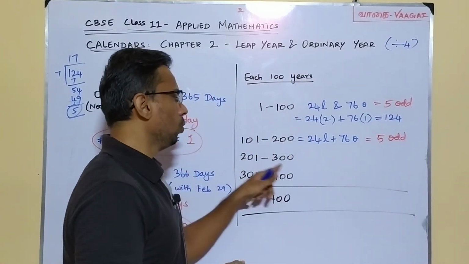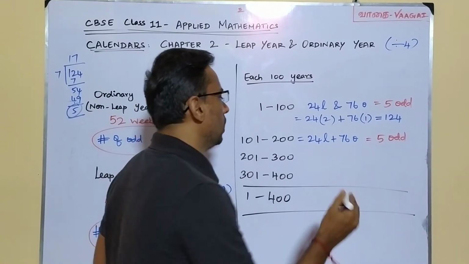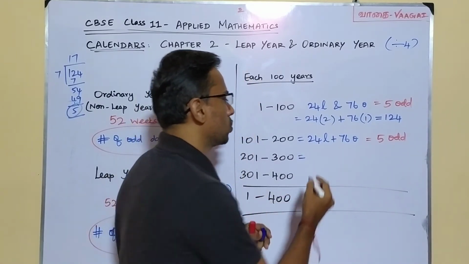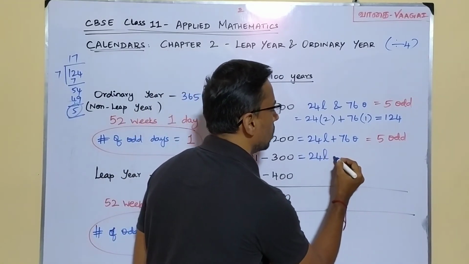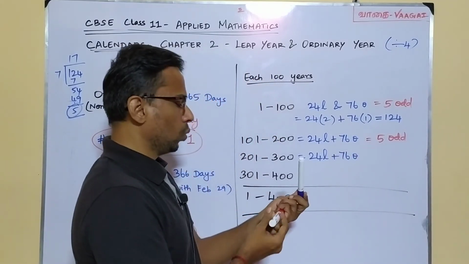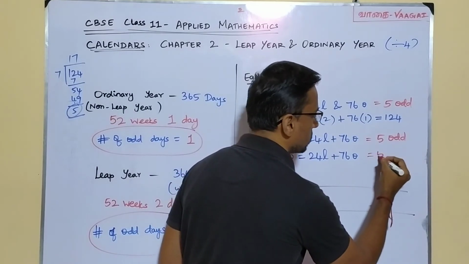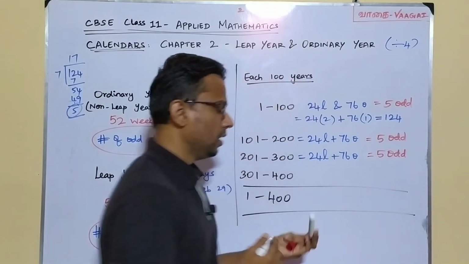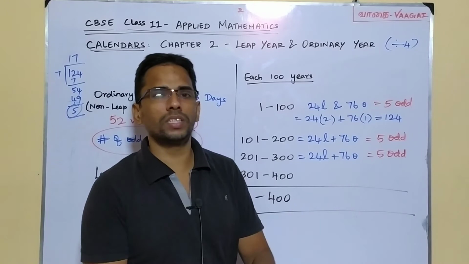And come again 201 to 300. Here what happens? Here again you have to repeat the same story, 24 leap years and 76 ordinary years. So once again here also you would be ending up with 5 odd days. Okay, clear?